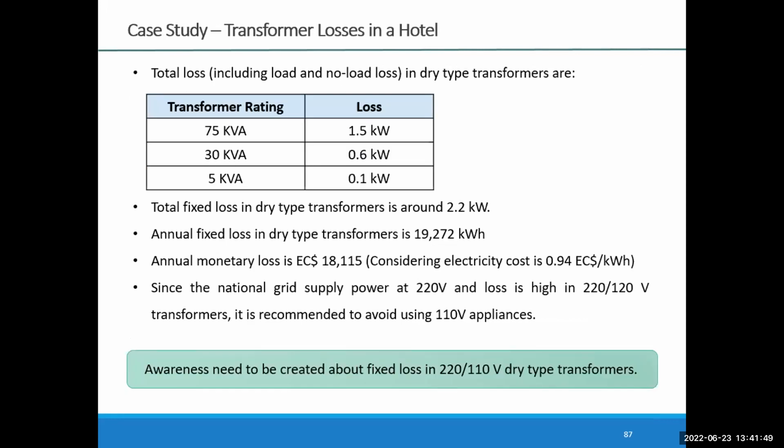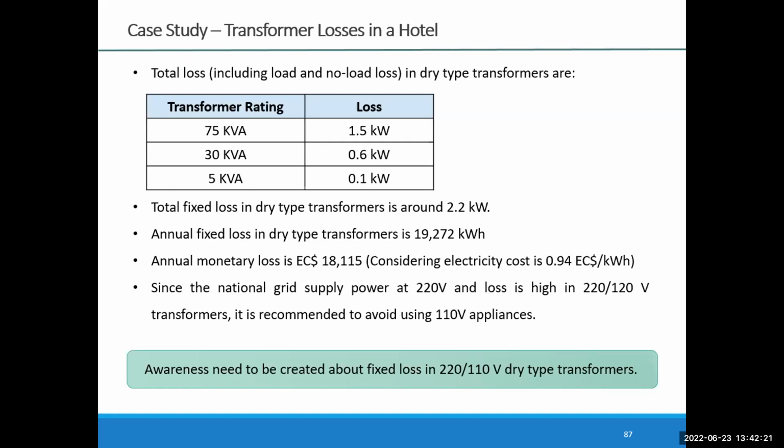So the total losses of a 75 kVA, 30 kVA, 5 kVA transformer is also shown here. That means the sum of no load loss and load loss is shown here. So total fixed loss in a dry type transformer is around 2.2 kilowatt. Annual fixed loss in dry type transformer is around 19,272 kilowatt, that is with respect to 75 kVA transformer. It is explained here.